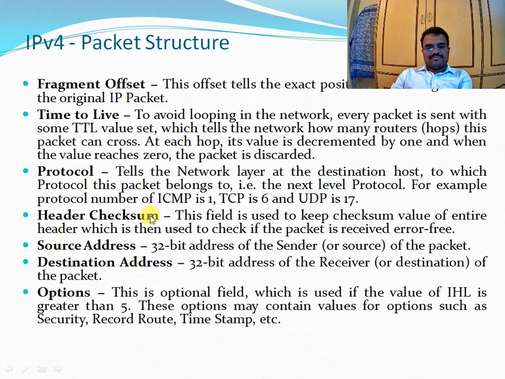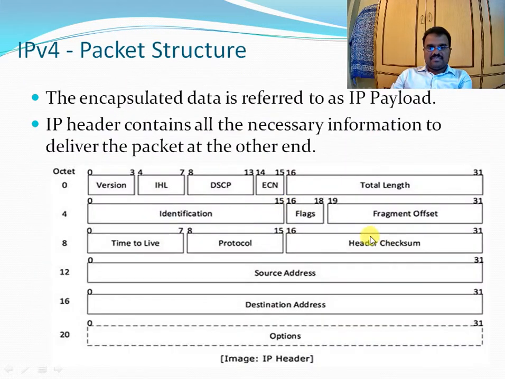And next, the protocol field tells the network layer at the destination host which protocol the packet belongs to, that is, the next level protocol. For example, the protocol number of ICMP is 1, TCP is 6, and UDP, User Datagram Protocol, is 17. Next one, the header checksum. Here we can see the header checksum.